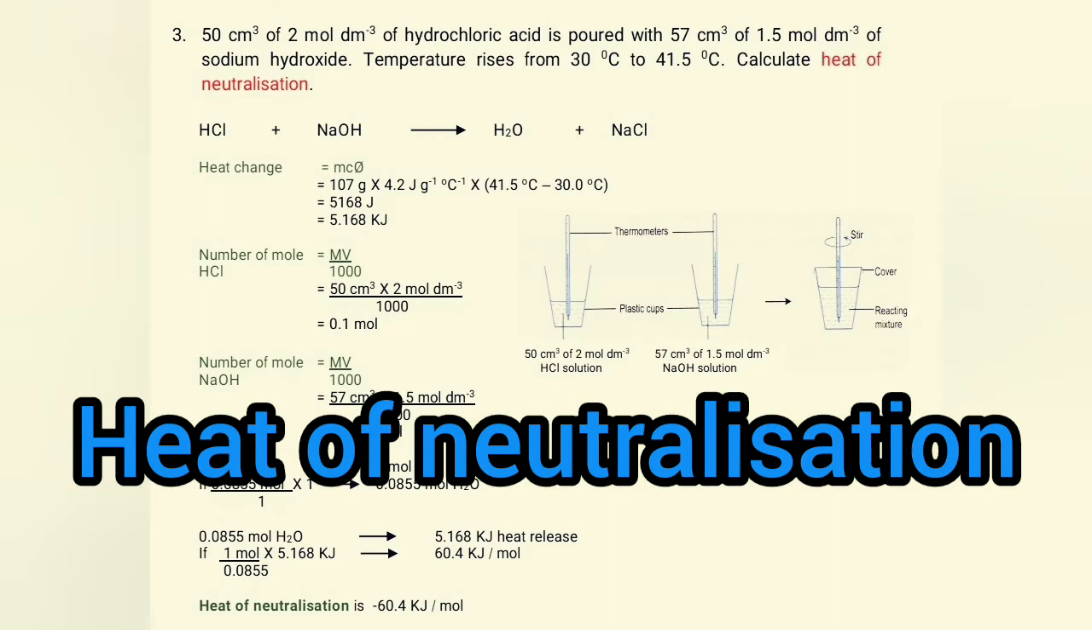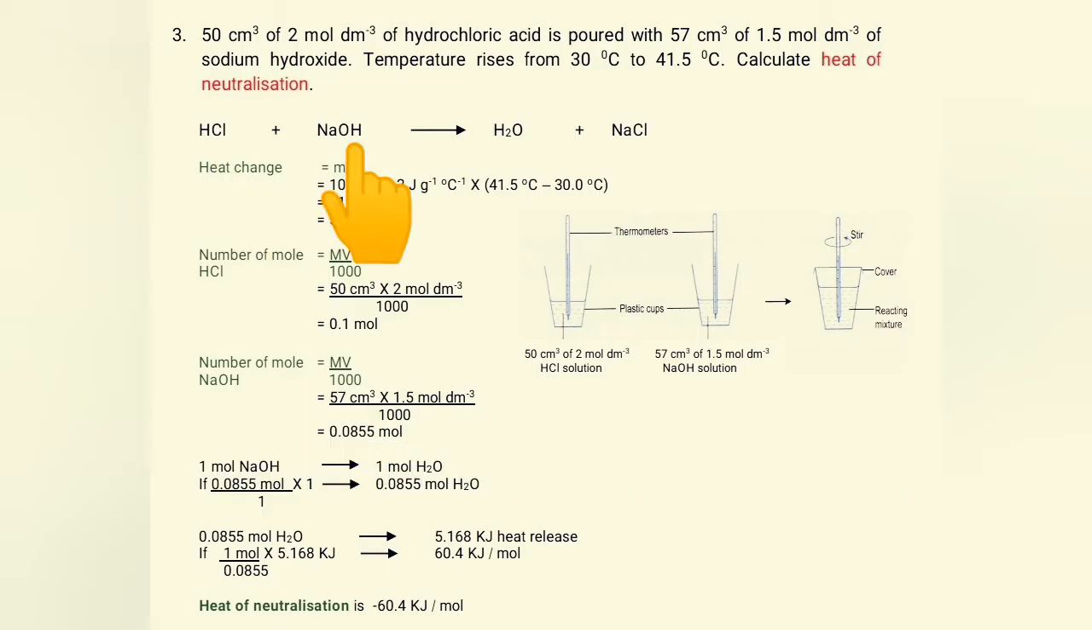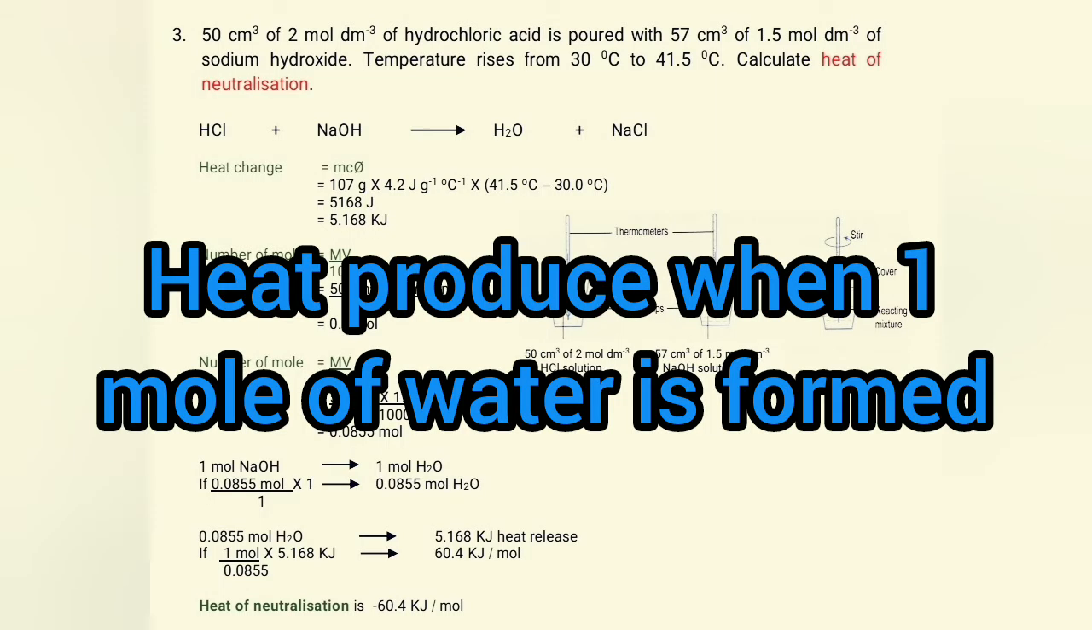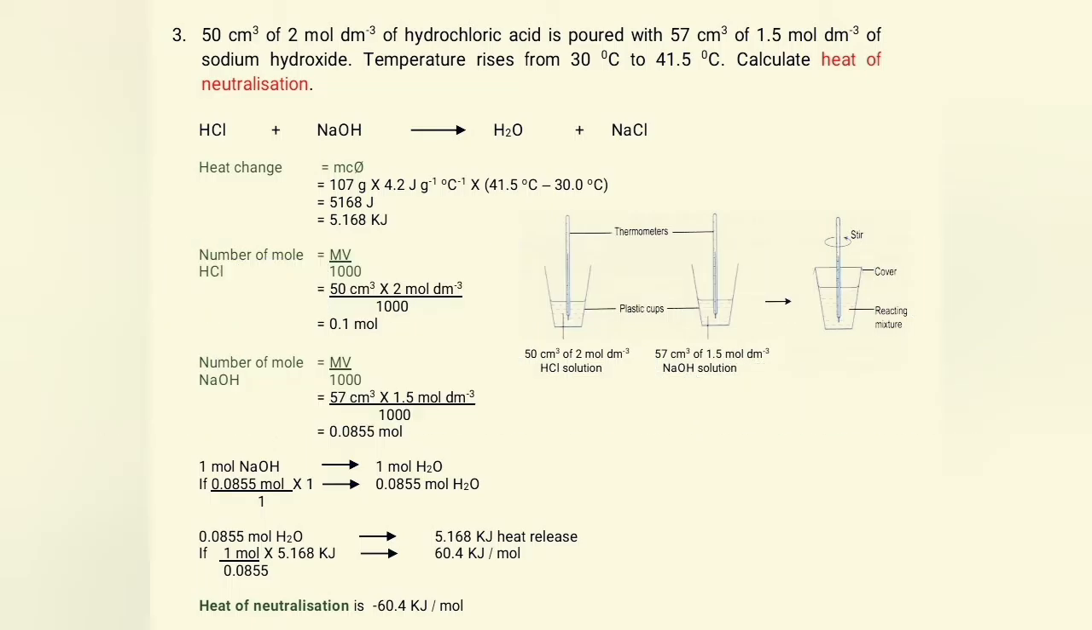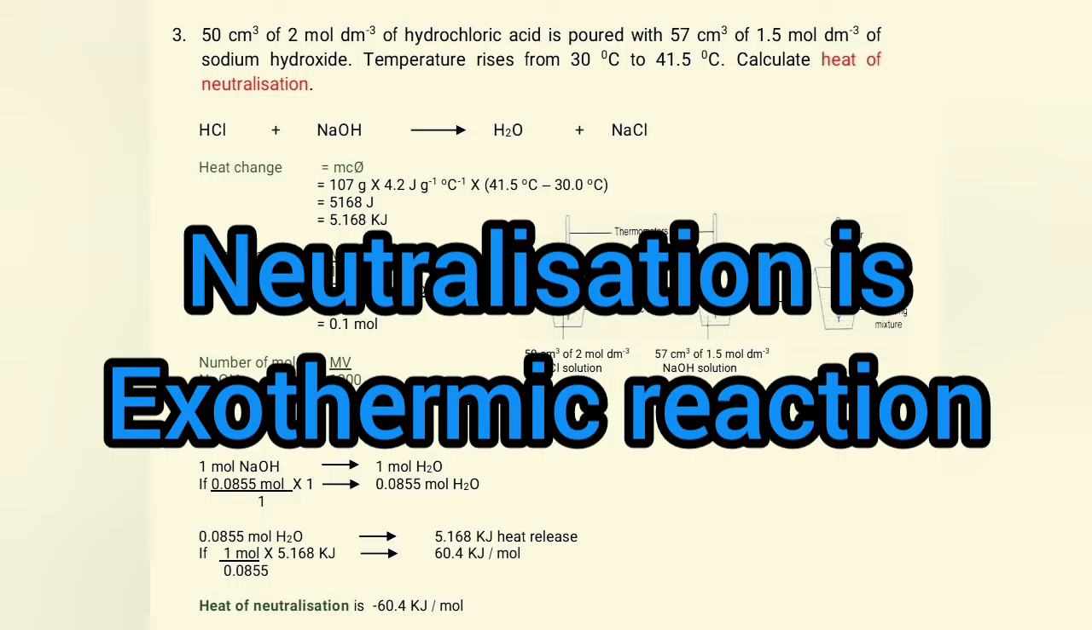Heat of neutralization. Neutralization is the reaction between an acid and a base to form a salt and water. During the neutralization reaction, hydrogen ions from the acid react with hydroxide ions from the alkali to form water. Since water is formed during neutralization, heat of neutralization is defined based on the formation of water. The heat of neutralization is the heat produced when 1 mole of water is formed from the reaction between an acid and an alkali. Neutralization is an exothermic reaction.